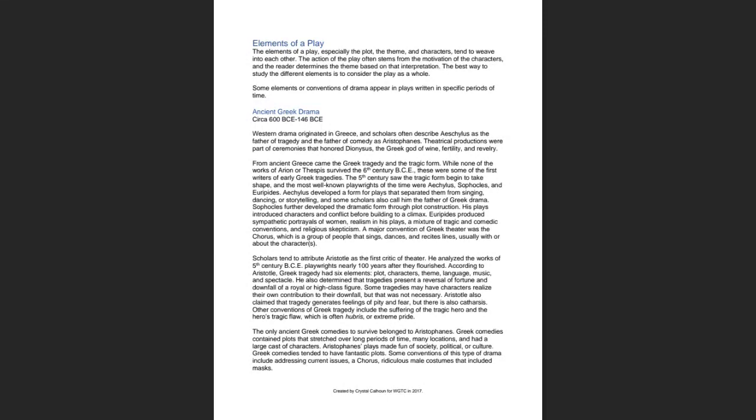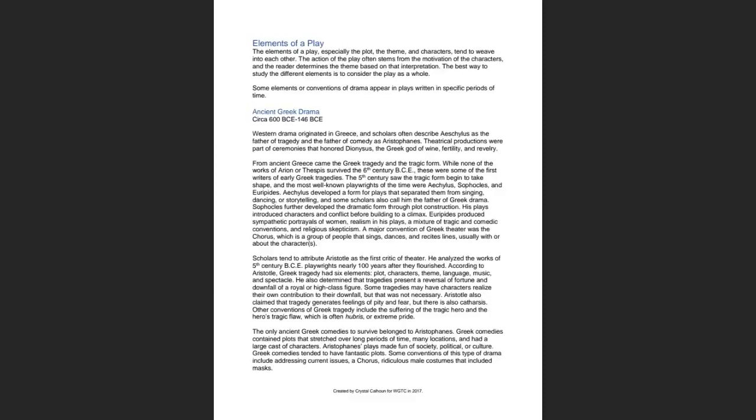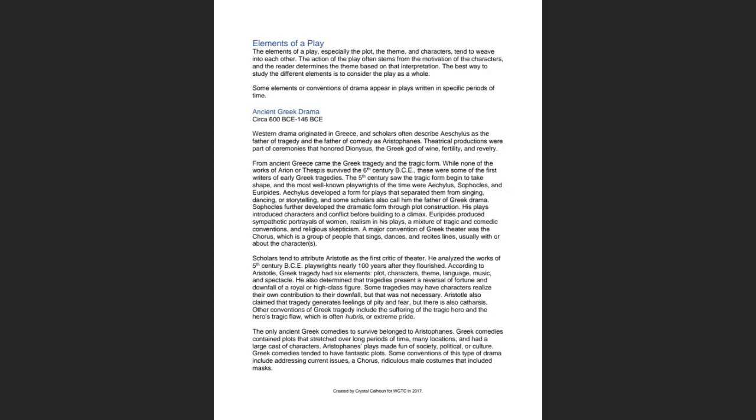Some depictions of him are as a satyr or a horned, goat-like figure almost, but he likes to get drunk and have a good time. That's pretty much Dionysus. So the theater is part of that party vibe, for lack of a better term. From ancient Greece came the Greek tragedy and the tragic form. While none of the works of Arion or Thespis survived the 6th century BCE, these were some of the first writers of early Greek tragedies.